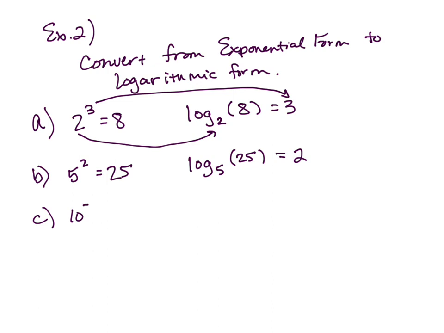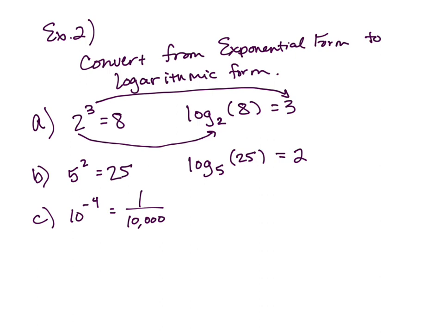10 to the negative 4th power. Now we know what happens when we raise something to a negative 4. You've got to take it to the bottom. So this actually comes out as 1 over 10,000, or 1 over 10 to the 4th. It becomes a fraction when it's a negative power. Y'all with me on that?